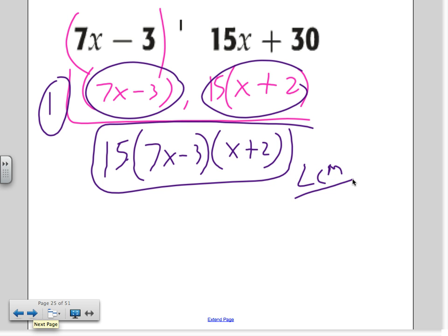If you see something in common, go ahead and take it out. But if you don't have anything in common at all, just multiply them all together, and that will form your LCM. Does that make sense? Any questions? Okay, if you have no further questions, here it is.